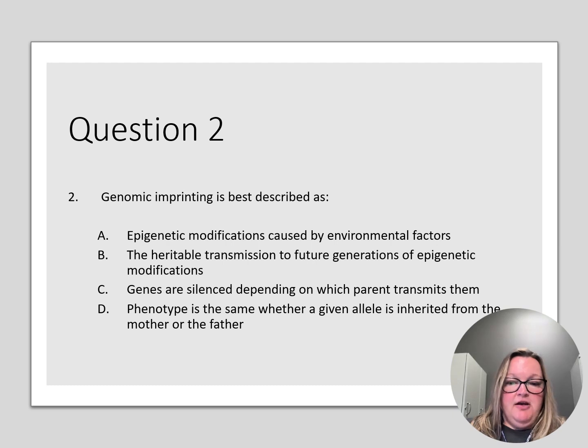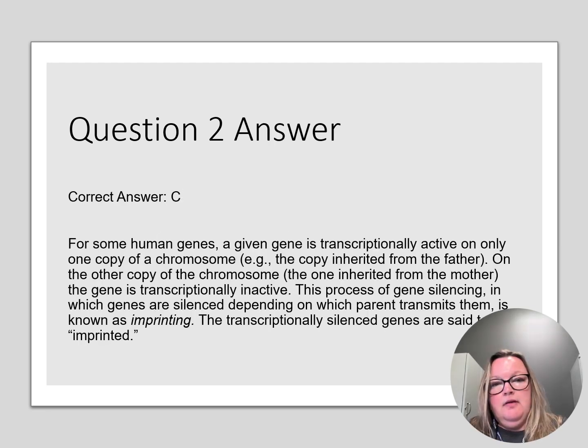So let's do a question here. Genomic imprinting is best described as which one of these? The answer is C. Some genes are silenced depending on which parent transmits them. For some genes, some are transcriptionally active only on one copy of a chromosome, maybe the copy inherited from the father, or maybe the one inherited from the mother. Then the opposite would be transcriptionally inactive. This is gene silencing or imprinting.